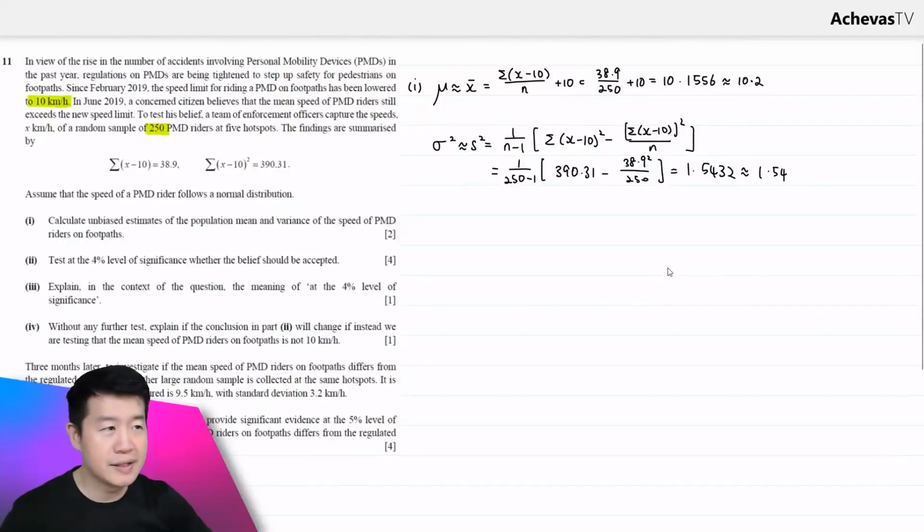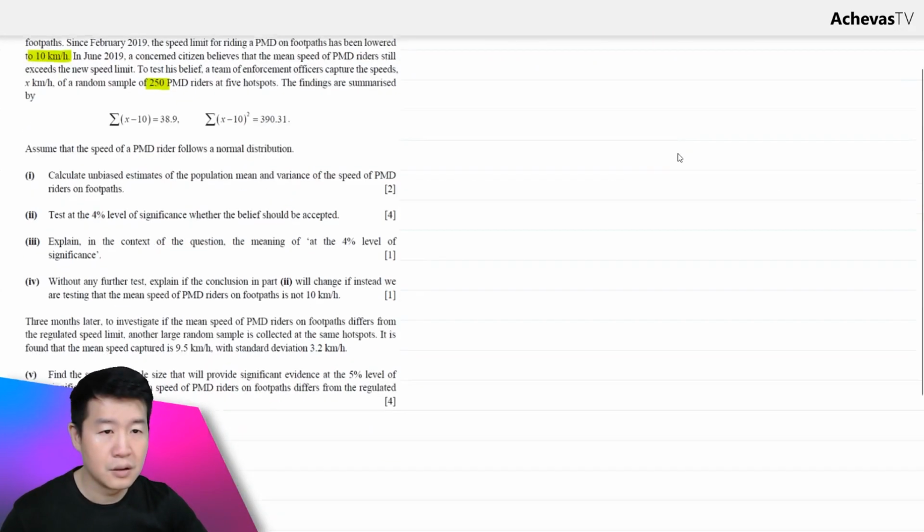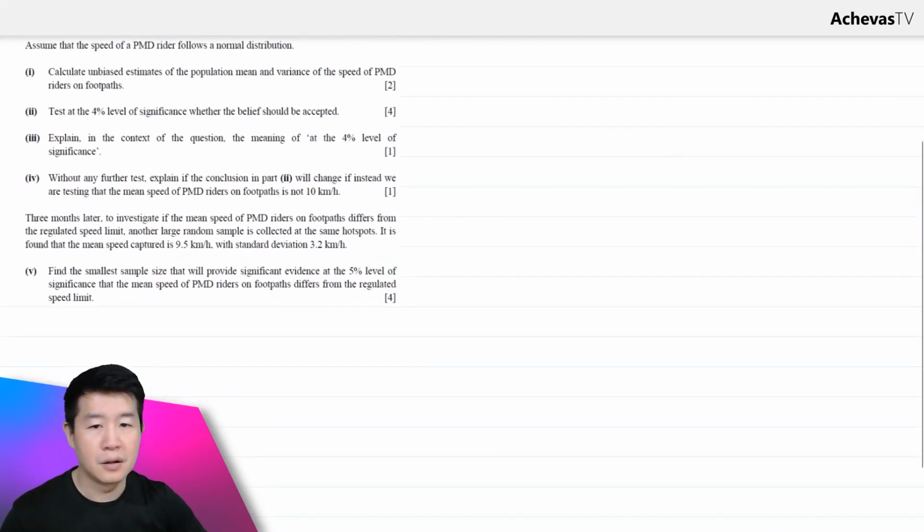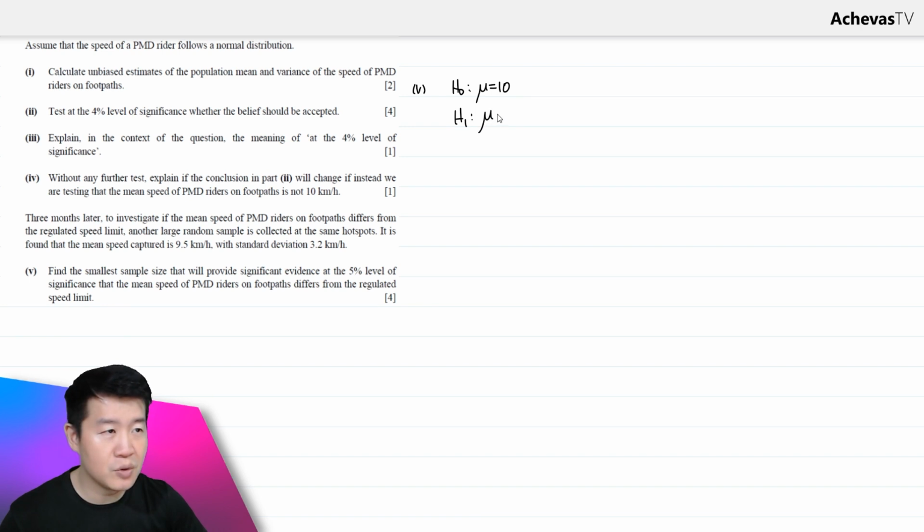So now in this last part, for part 5, we know H0 is still going to be mu equal to 10, and H1 is such that mu is not equal to 10. N is an unknown, which we are supposed to find the smallest possible value of. X bar is given to us as 9.5.